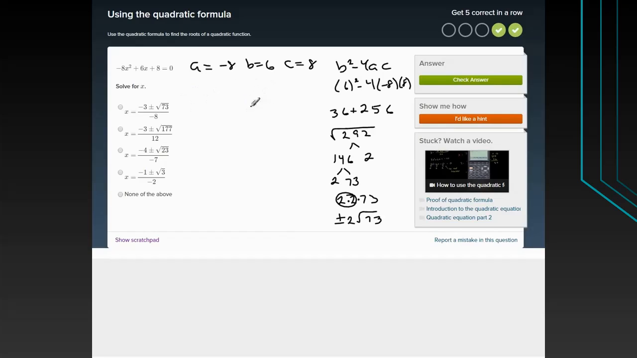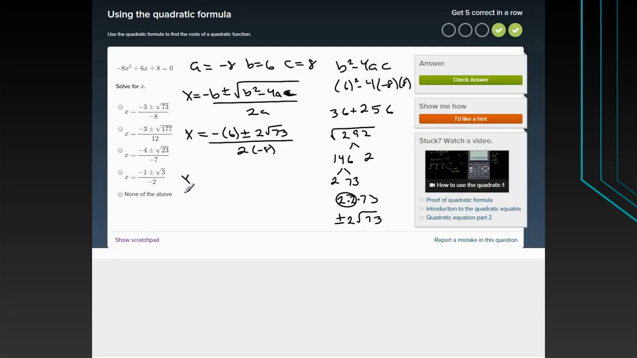Now, we're going to do the quadratic formula. So I have x equals negative b plus or minus the square root of b squared minus 4ac all over 2a. So now I have x equals negative 6 plus or minus 2 square root of 73 all over 2 times negative 8. So when I simplify this, I get negative 6 plus or minus 2 square root of 73 over negative 16.